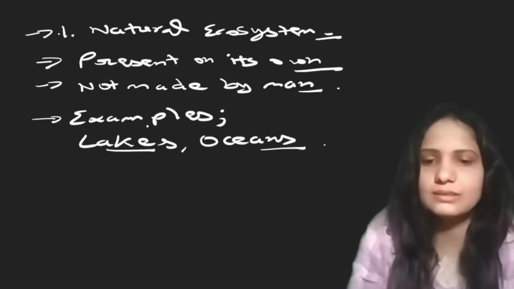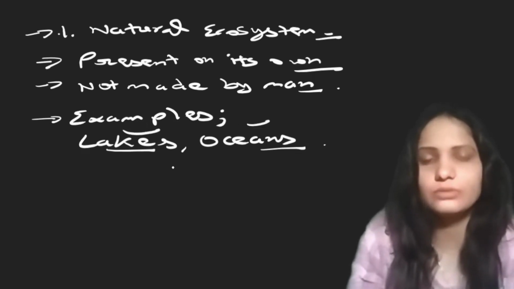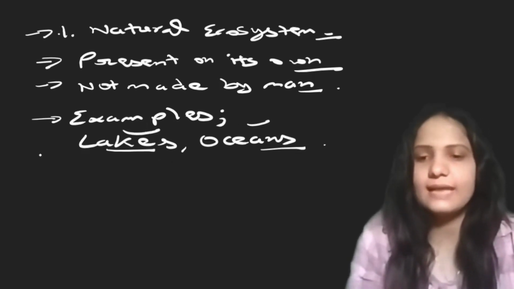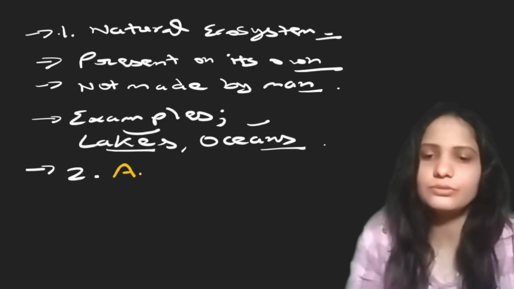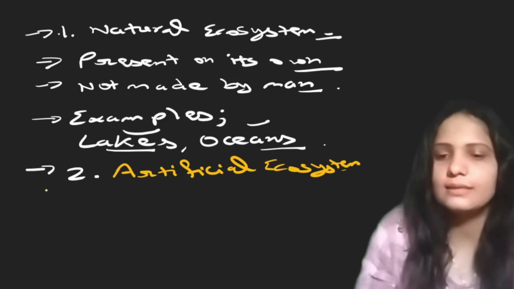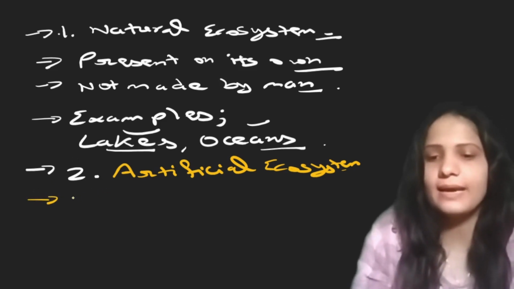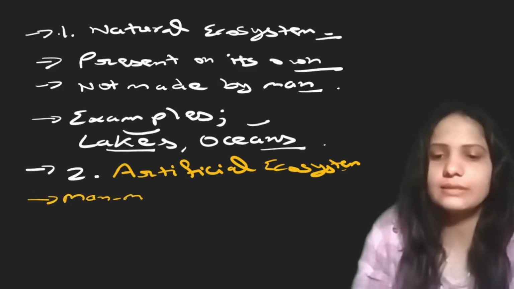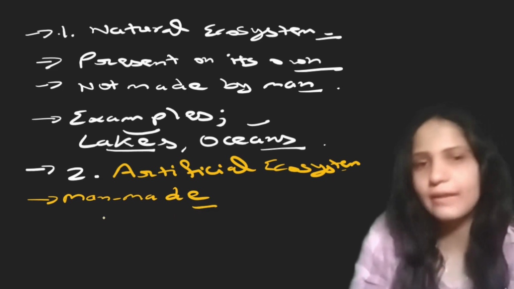Okay, these are the examples of natural ecosystem. Second type is artificial ecosystem, means man-made. This ecosystem is not present on its own. This is made by man. So we can write down here that this ecosystem is man-made ecosystem.